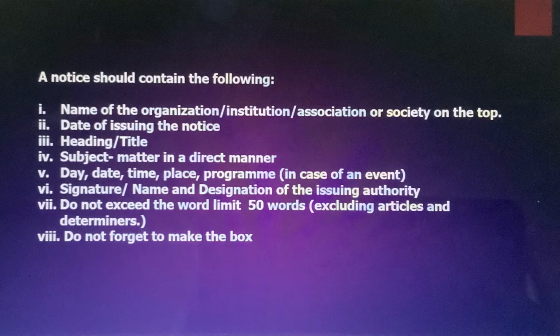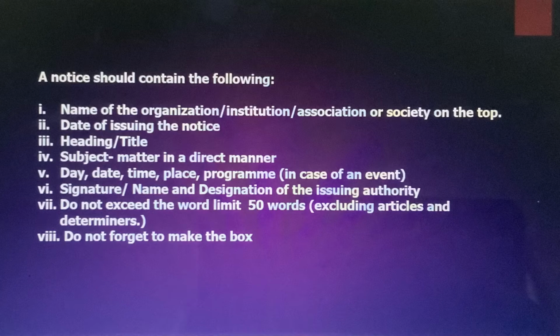The sixth point is important: signature, name, and designation of the issuing authority. Most of the students do forget the signature or at times the designation. You have to write all three: the signature, name, and designation, and in the same sequence as it is written in point number 6. Do not exceed the word limit of 50 words. The notice has to be written in 50 words, and this 50 words will not include your articles and determiners like a, the, and. Do not forget to make the box.